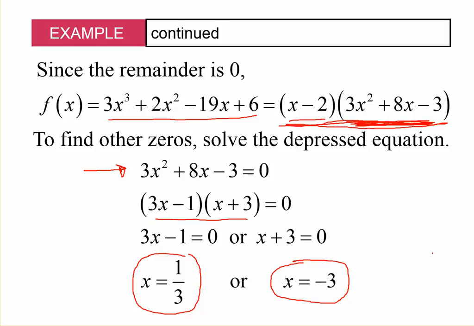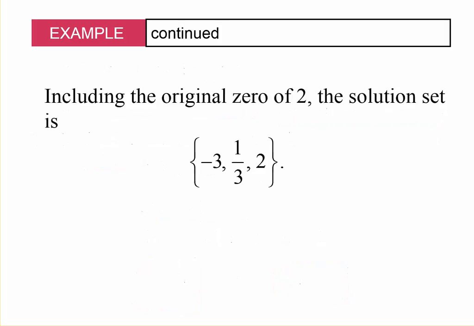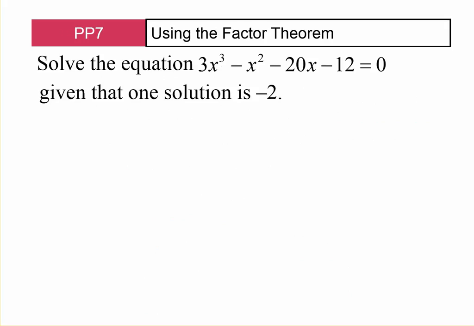Okay, let you guys try it here. Can you solve this one? Solve for me 3x cubed minus 2x squared minus 20x plus 12 equals 0. If you know for sure that negative 2 is one of the solutions.